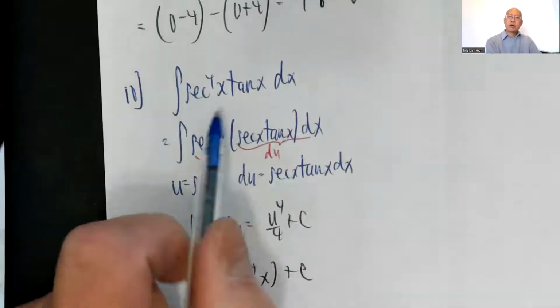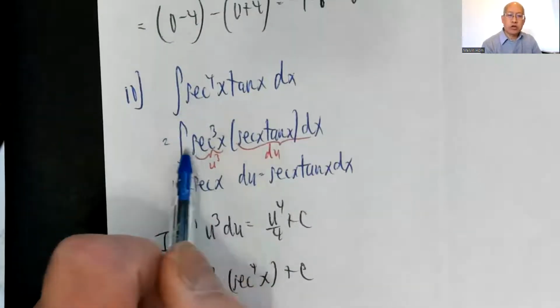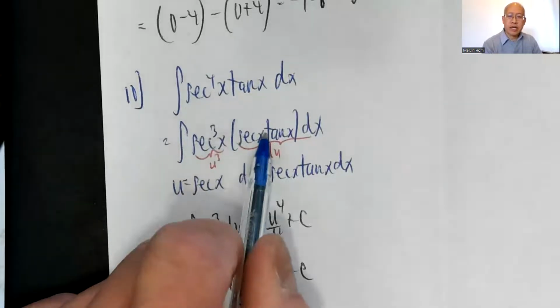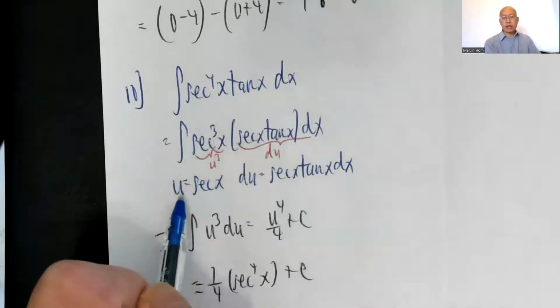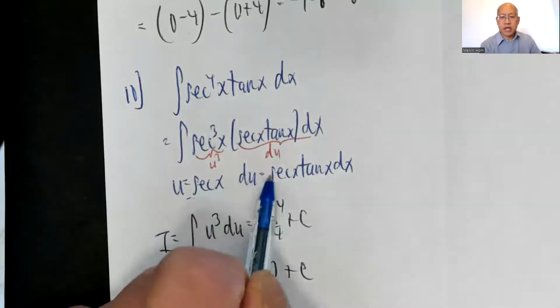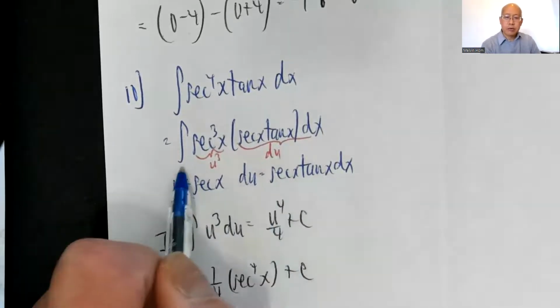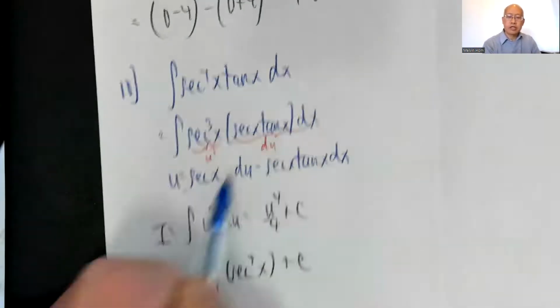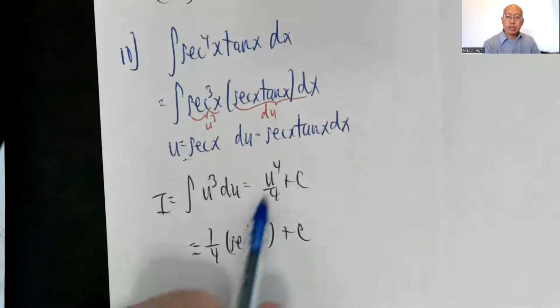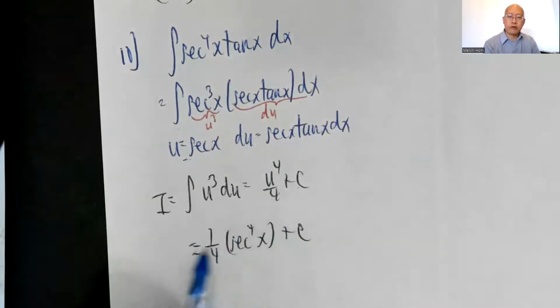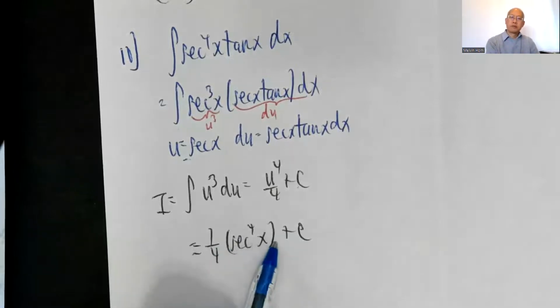Number 10, break this into secant cubed x times secant x tangent x, because I know the derivative of secant x is secant x tangent x. So let u be secant x, du is secant x tangent x dx. This will change to u cubed, and all of this is du. So that's u to the 4th over 4 plus c, and change u back to what it was, secant. So 1/4 secant to the 4th x plus c.